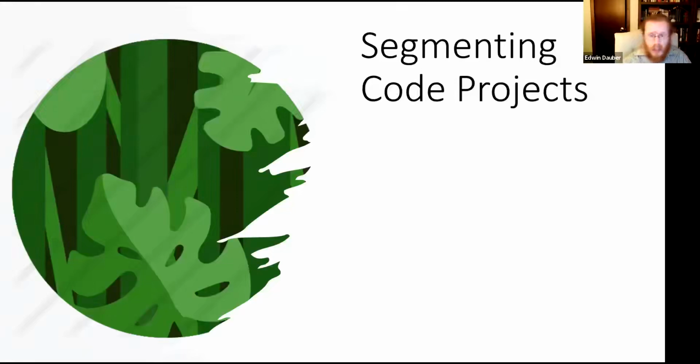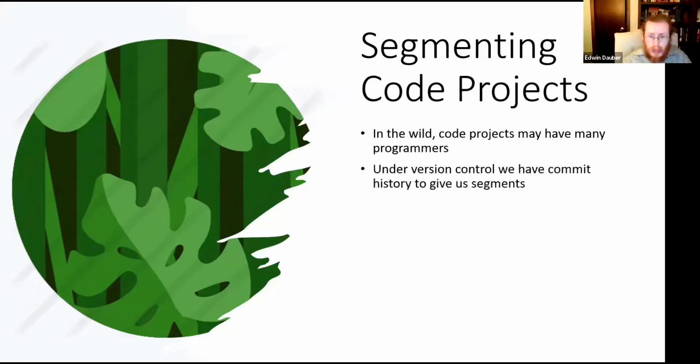So there's a large body of work that's very successful at attributing projects that are written by a single person. But in the wild, code projects may have many programmers. Now, if these projects are under version control and we have access to the repository, we have a commit history that can give us segments. And then we can use techniques developed in work I presented at PETS a few years ago, Don't Blame Who, in order to attribute those segments. But if we don't have the repository, then we need to segment it ourselves.